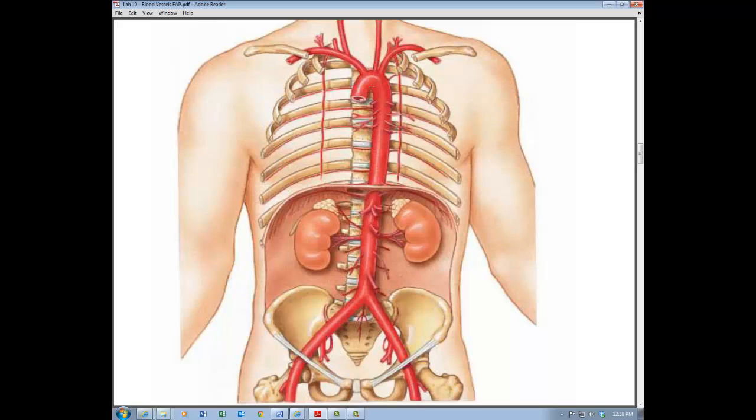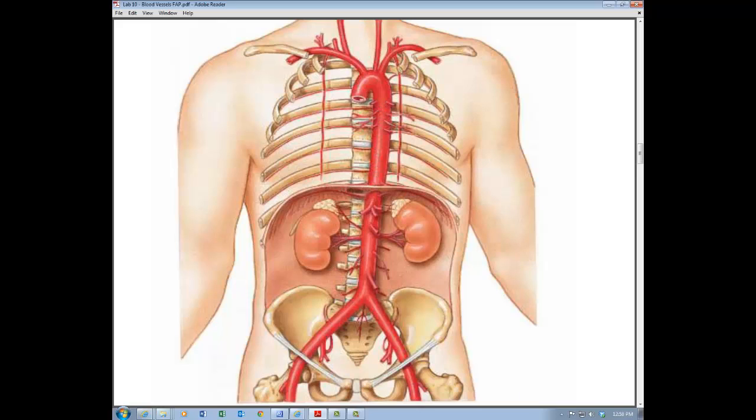Then the aorta continues down behind the heart in the chest cavity. So as long as we're looking at this vessel above the diaphragm, which is this flat sheet of muscle here, this is the thoracic aorta. And there's different vessels that come off of the thoracic aorta to feed the chest cavity, but you don't have to know those for our lab. But just know that this is the thoracic aorta.